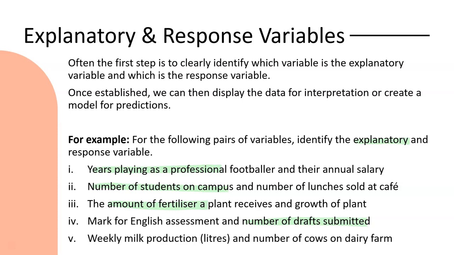And finally, weekly milk production in litres and the number of cows on a particular dairy farm. Here we might expect the more cows, the more milk that's produced. So is the number of cows affecting the weekly milk production? Yes, that makes sense, so the number of cows would be our explanatory variable. The reason why we take the time to identify these is so that we know how to correctly set up our display and our investigation of the correlation between these variables, helping us identify what type of relationship might exist.